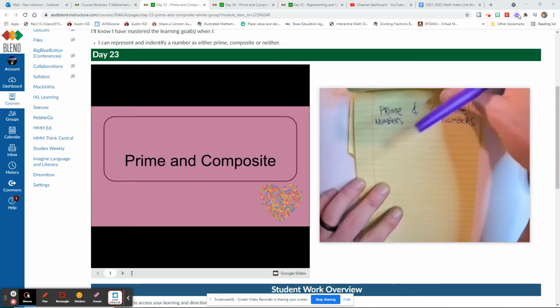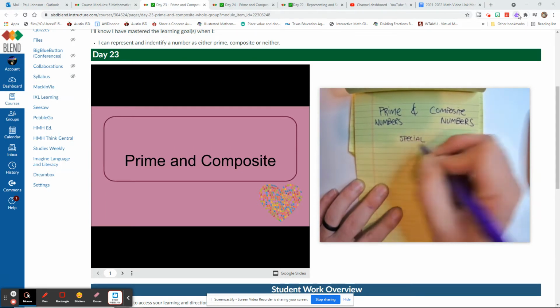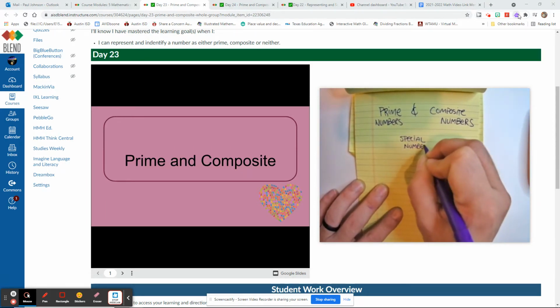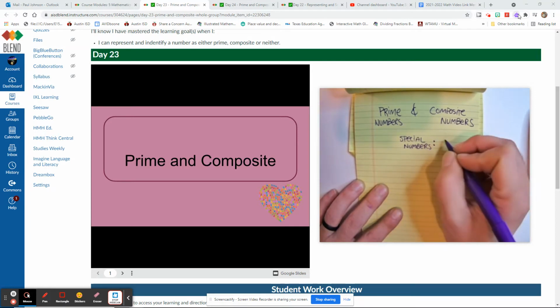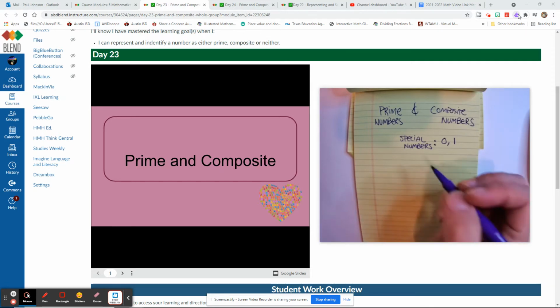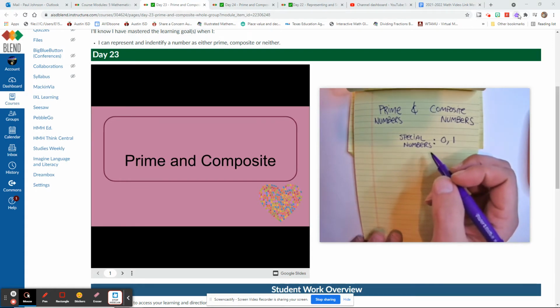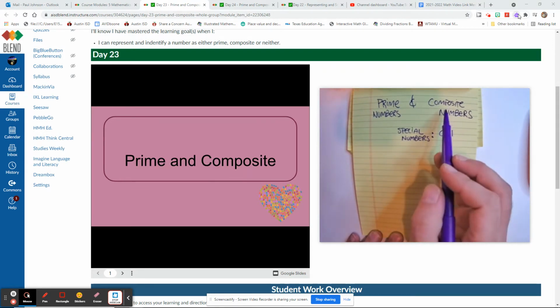So, you have some special numbers first off. These are very special numbers because they are not prime or composite: 0 or 1. Those are special because they're the only two whole numbers in the entire world that are neither prime nor composite. So these are special numbers, 0 and 1, not prime nor composite.